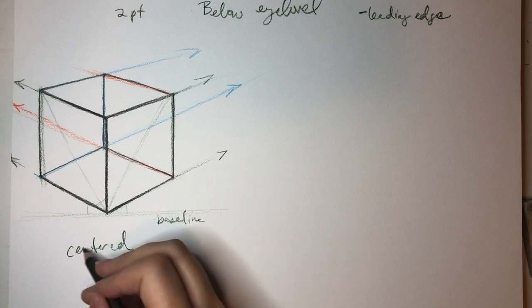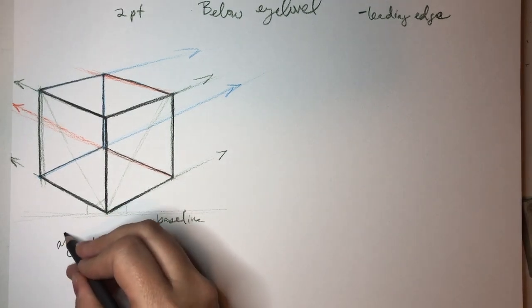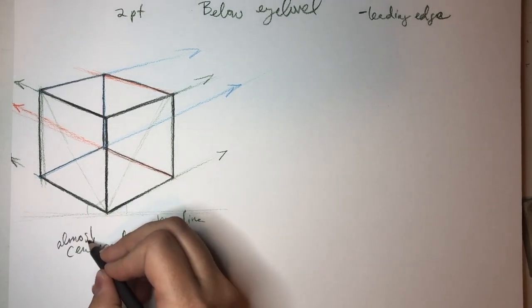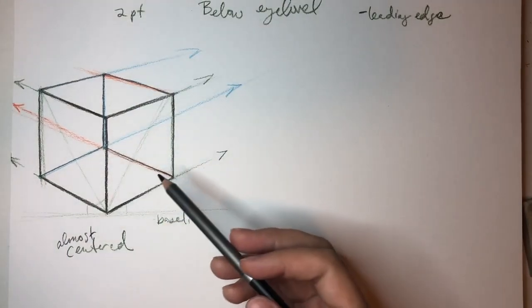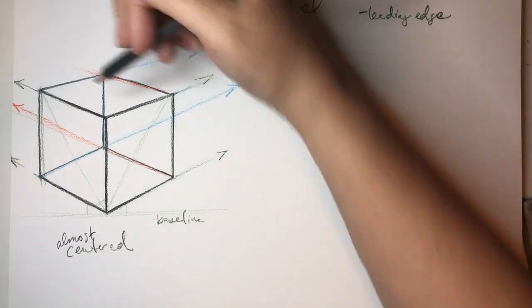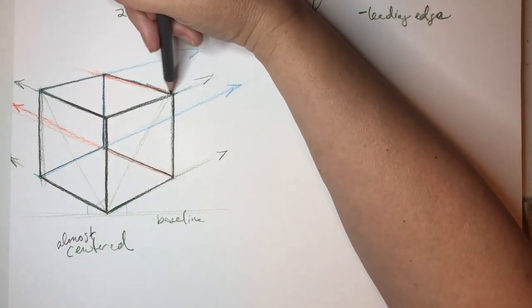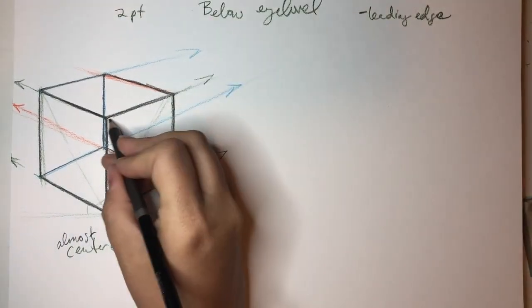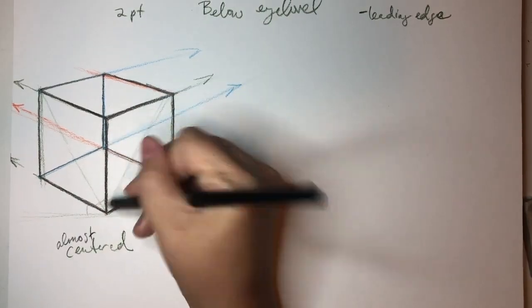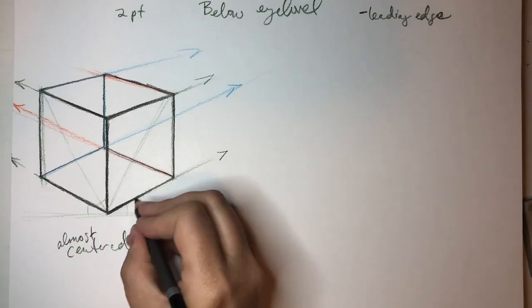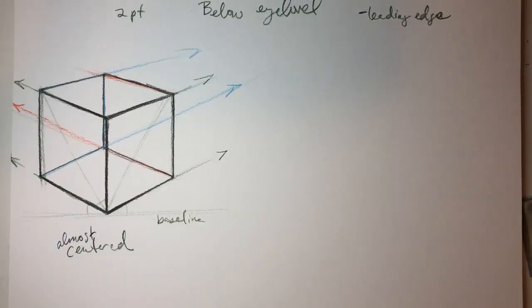Okay, and so now I have my 2-point cube almost perfectly centered below eye level. We're drawing it transparently, so when you do the line weight, make sure that the front lines are clearly darker. Let's go ahead and try another one.